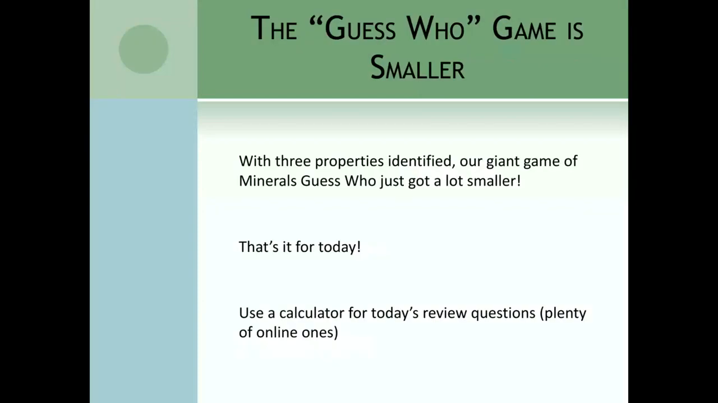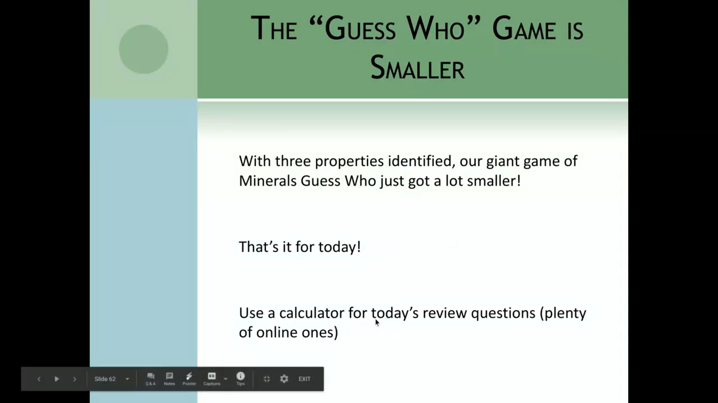So, after three properties, our big giant game of Minerals Guess Who just got a lot smaller. We started off with over 2,000 possibilities. And after three clues, we could be down to less than 10 or so possibilities. The more information we gather about a mineral, the better chance we have of identifying it.